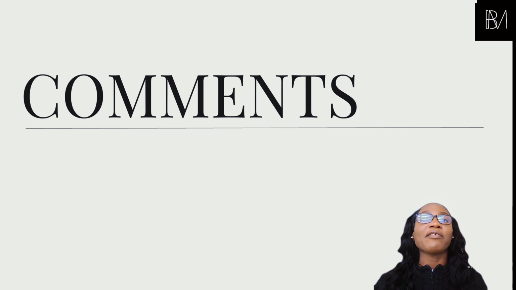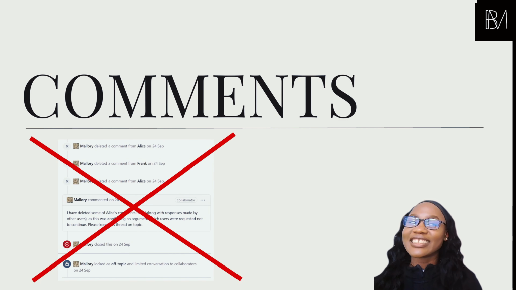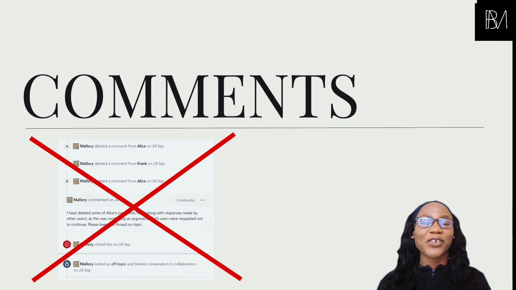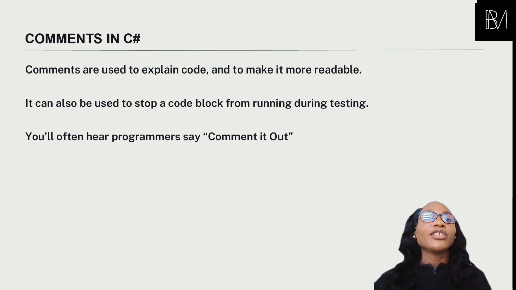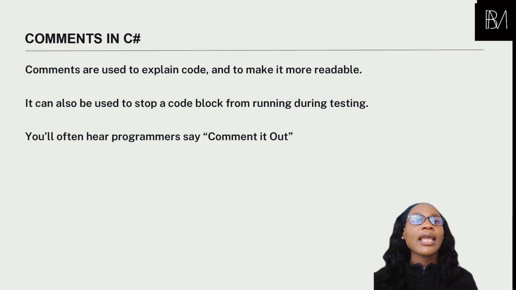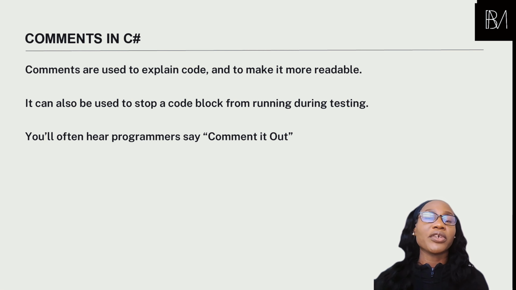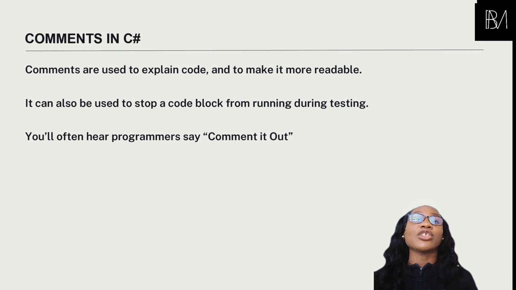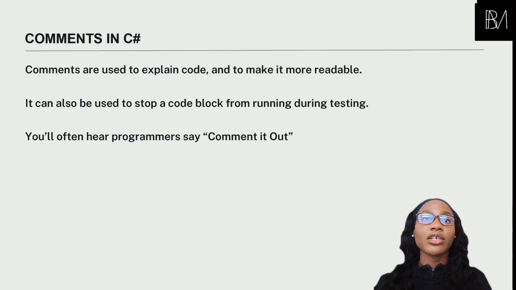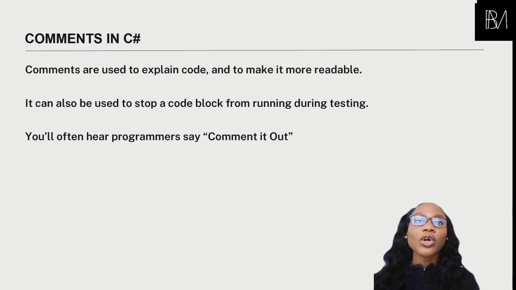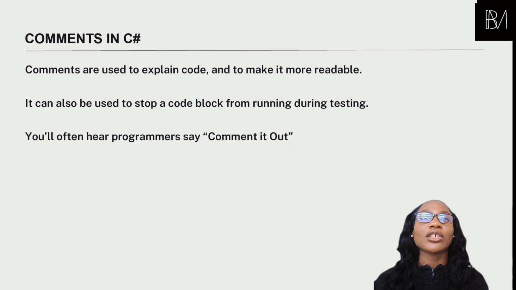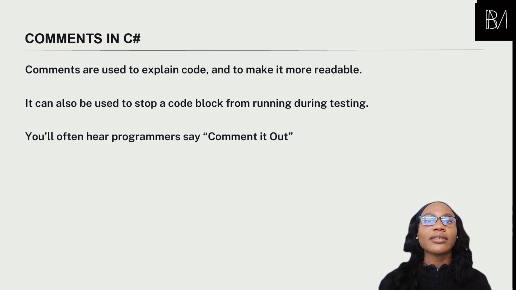Finally, let's look at comments. So comments are very important in coding. I don't mean these kind of comments. I mean comments for coding. So comments are used to explain code and make it more readable. It's used by a lot of programmers to just explain what each line of code is intended to do. It can also be used to stop a code block from running. So if you have a line of code or a cluster of lines of codes that are giving you problems during debugging, you can comment it out, as it's frequently said, to actually stop that code block from running so that you can find out where the problem lies.